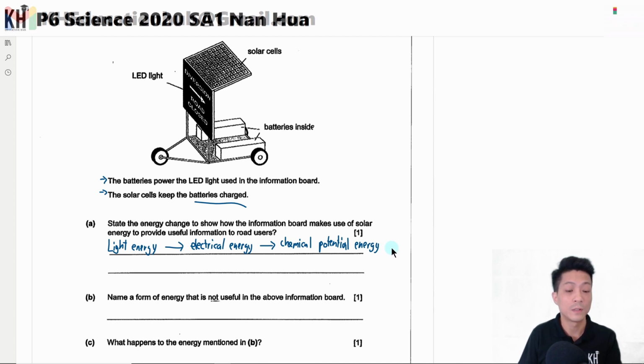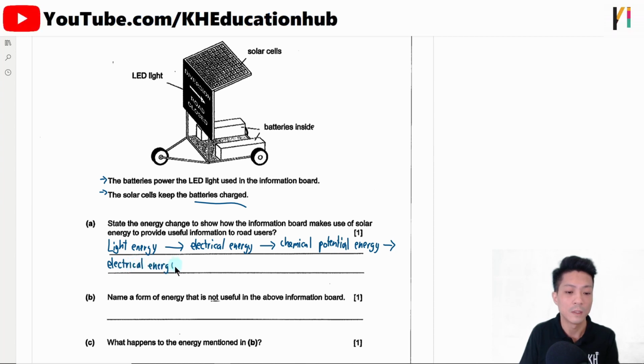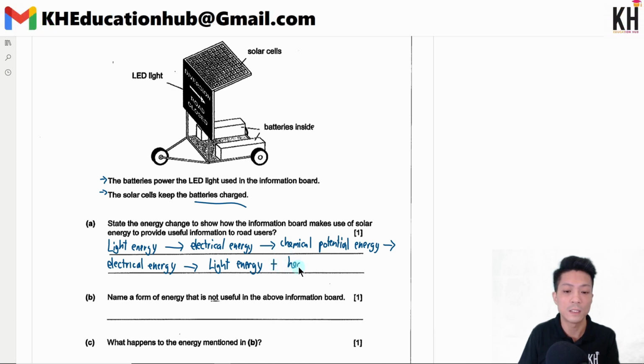Okay, so remember then the batteries are used to power up the LED lights, right? So the chemical potential energy in the batteries will flow out and be converted into electrical energy. And this electrical energy will flow into the LED light, and it will be converted into light energy. And remember there will also be plus heat energy.